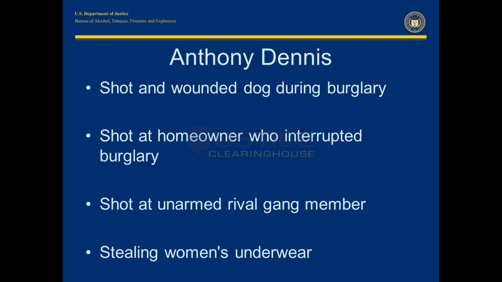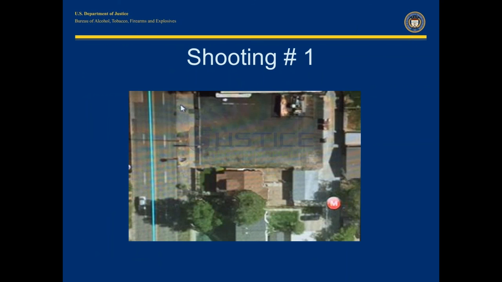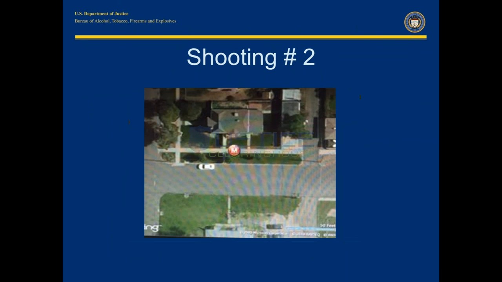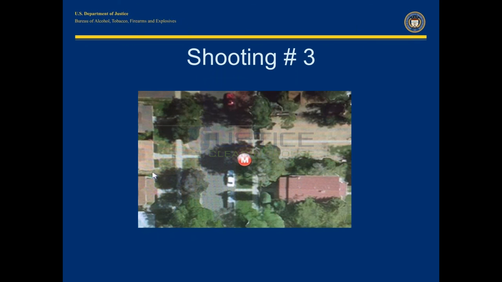This is the first shooting, where the M is the back alley where he turned and fired multiple shots and killed the dog. On the next slide, you'll see this is where he calmly walked away from the house as the homeowner was yelling at him. He turned and fired multiple shots at the homeowner. And on the next slide, you will see this is where the shooting occurred, where Anthony shot at a rival gang member. And please keep in mind, with this third shooting, by the time the officers got there, there were no victims or witnesses, everybody had run away. Next slide.